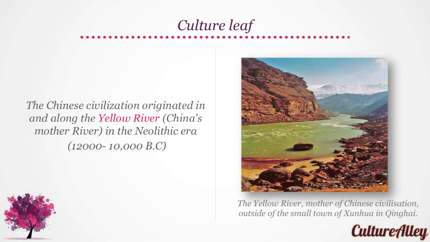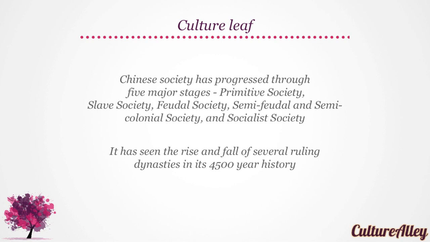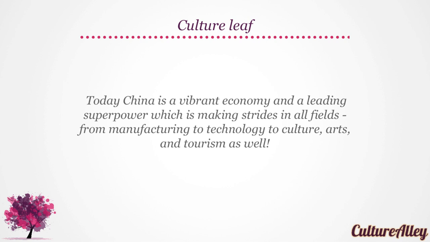Here, you can see an image of the Yellow River outside of the small town of Shunhua in Qinghai. The Chinese society has progressed through five major stages: primitive society, slave society, feudal society, semi-feudal and semi-colonial society, and finally, socialist society. It has seen the rise and fall of several ruling dynasties in its 4,500-year history. Today, China is a vibrant economy and a leading superpower which is making strides in all fields, from manufacturing to technology to culture, arts, and tourism as well.